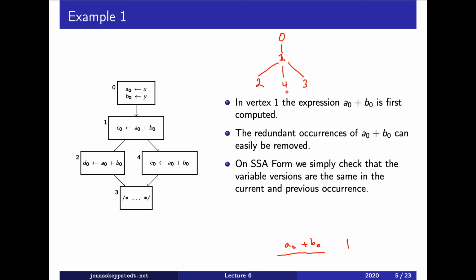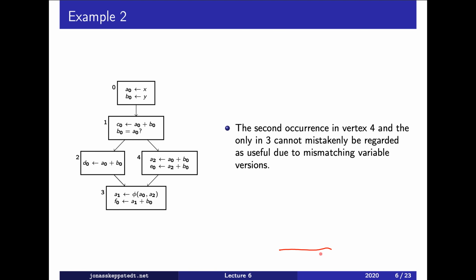Okay, then we come to vertex 4, and well, we do the same, and we will find this expression again. Vertex 3, nothing happens. When we leave a vertex, we pop the stack of hash tables. So we remove the hash table that we pushed. And then when we come to vertex 1, at the end of vertex 1, I mean after visiting its children, we will pop this and remove it.